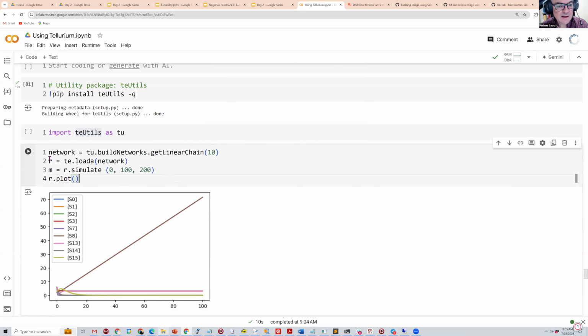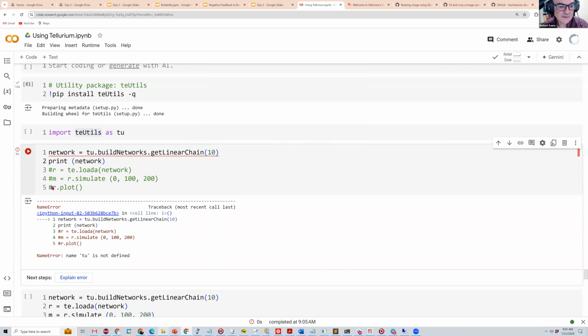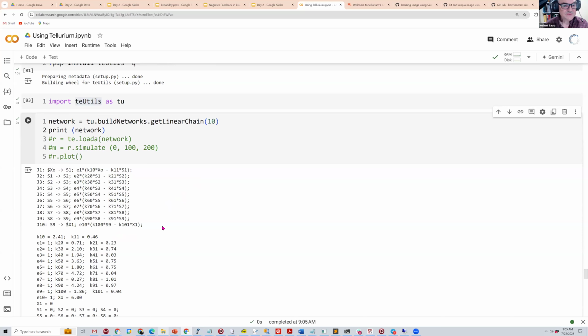All right. And before I run the simulations, let me show you what that model looks like. I can print the network, and I can run it. Oh, I've got to import it. That's always a good idea. Right, now I can run it. And that's the model it generates.